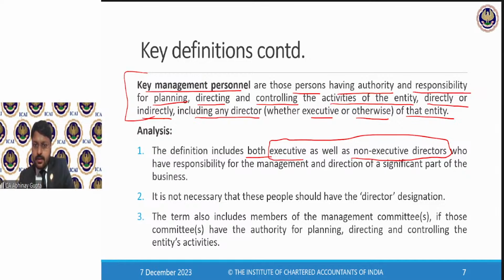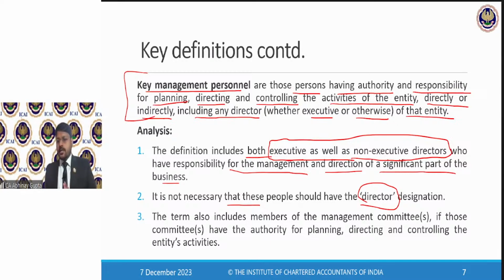So please remember that all types of directors are covered under the KMP who have the responsibility for the management and direction of a significant part of the business, right? It is not necessary that these people should have a director designation. They might be given certain other designations. We don't need to stick to the designation of a particular person.